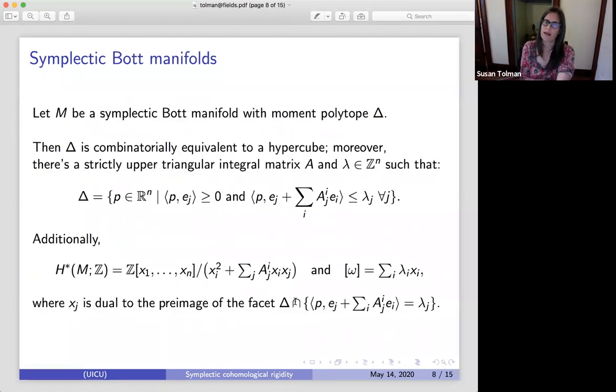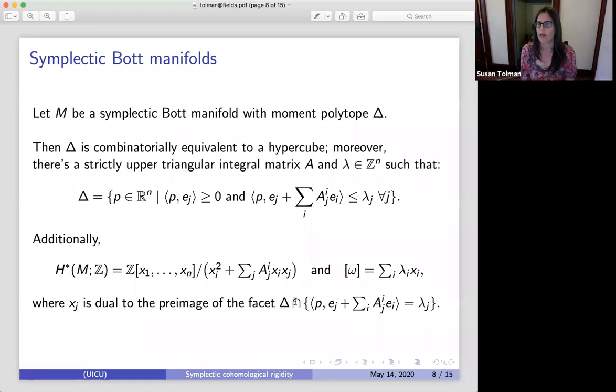All right, so I want to talk a little bit about symplectic Bott manifolds. So, great. Let M be a symplectic Bott manifold with moment polytope delta. The first thing I want to claim is that delta is combinatorially equivalent to a hypercube. So that means that you can have a one-to-one correspondence. By hypercube, I just mean take an interval and take an n-fold product of it.